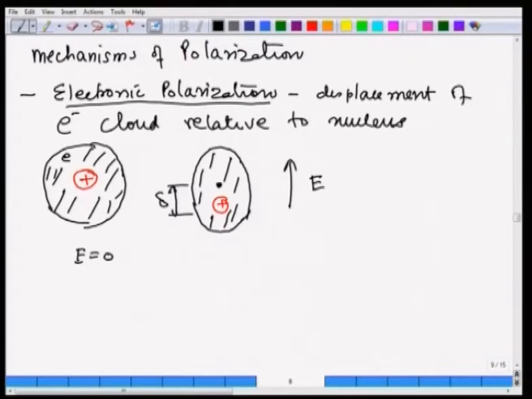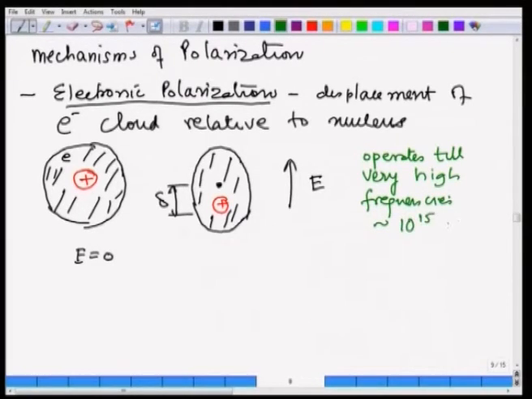This is a very important mechanism. Why is it? It operates till very high frequencies, on the order of 10 to the power 15 hertz. So, it can operate till there, and then it drops off. So, all the way from low frequencies to high frequencies, this mechanism is able to operate.